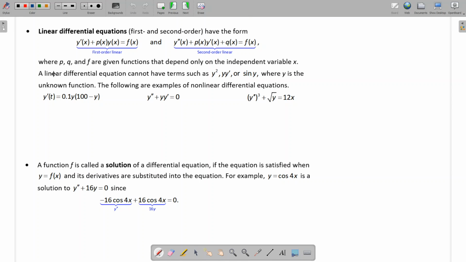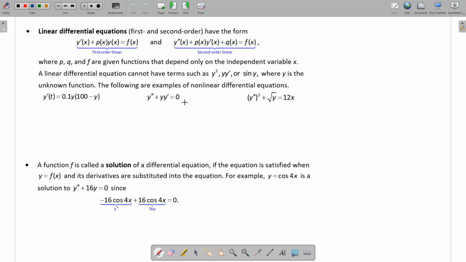Well, linear differential equations cannot have powers of the function higher than 1. You can't have the function itself multiplied by any of its derivatives, or you can't have the function composed inside of another function. These would disqualify it from being a linear differential equation. So if we look at this first one here, this one is not a linear differential equation because when you distribute this through, you would have a higher power of the function itself. You'd have a y squared, and we're not allowed to have that.